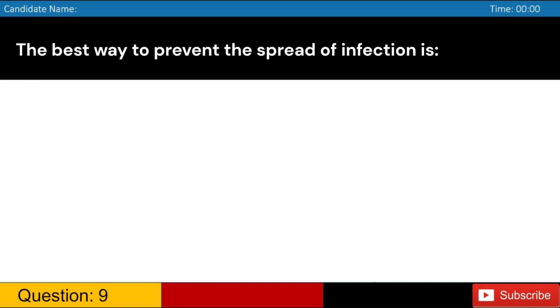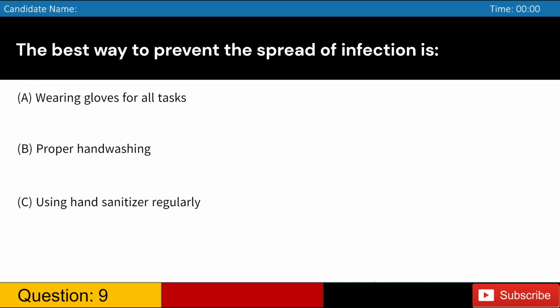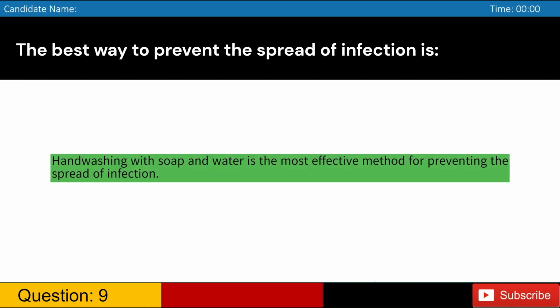The best way to prevent the spread of infection is: A. Wearing gloves for all tasks. B. Proper hand washing. C. Using hand sanitizer regularly. D. Avoiding direct contact with patients. Answer, B. Hand washing with soap and water is the most effective method for preventing the spread of infection.